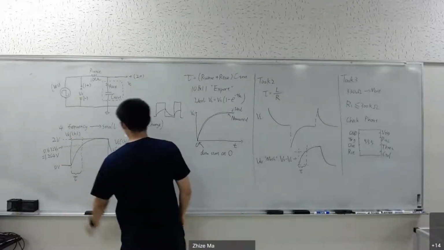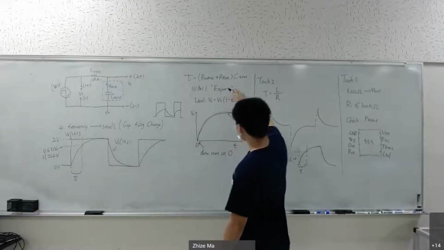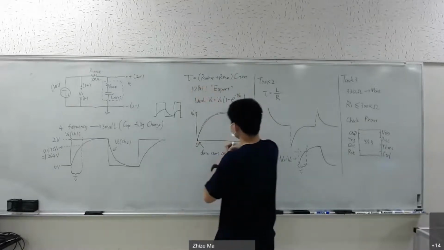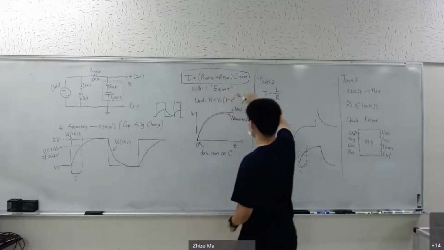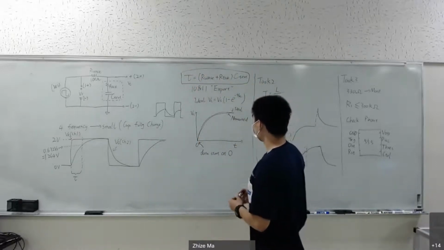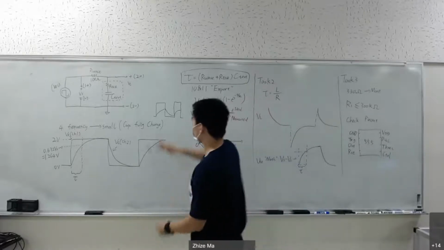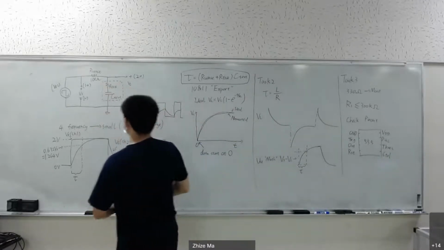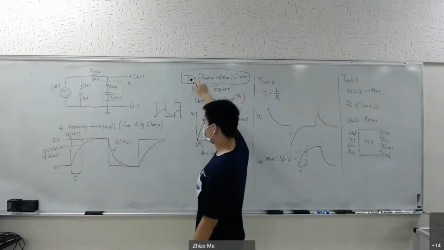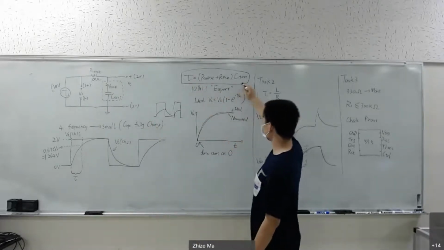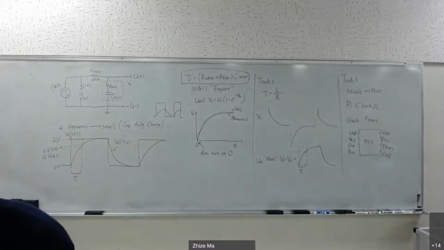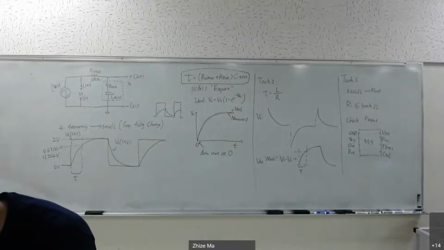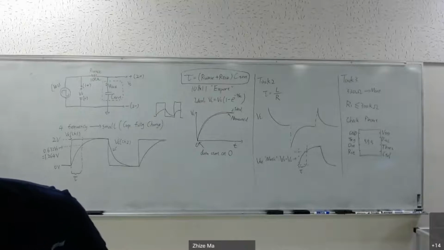Then you can measure the time constant, and after that you can use this equation: tau equals the total resistance times capacitance. And the total resistance is just the internal resistance plus the R sense. And you know the time constant, and then you can simply calculate the capacitance. So that's how you measure the voltage and calculate the capacitance.